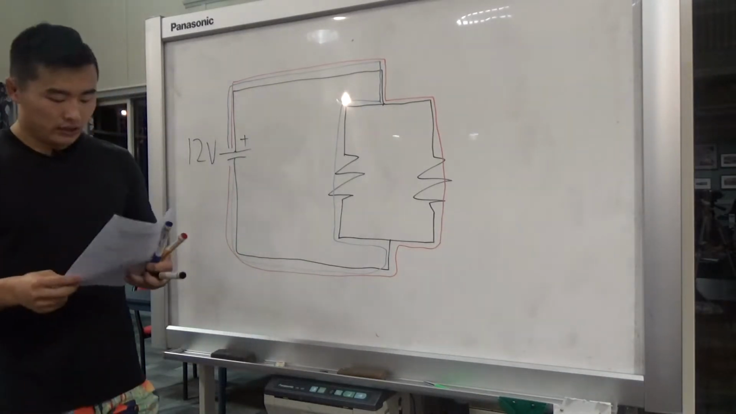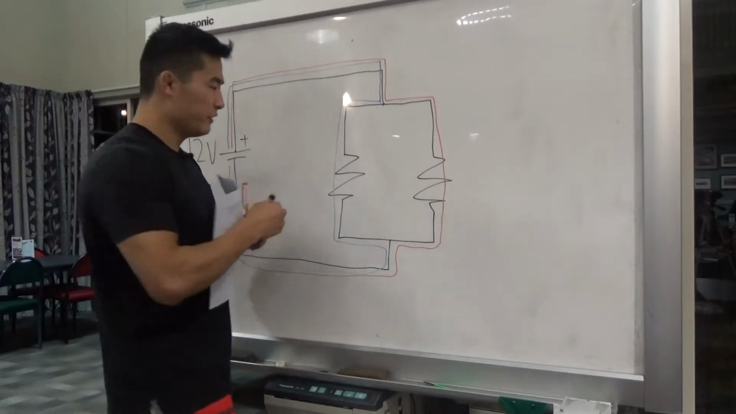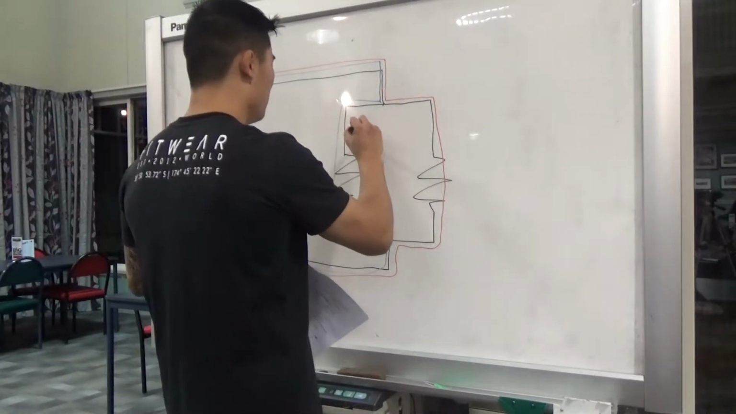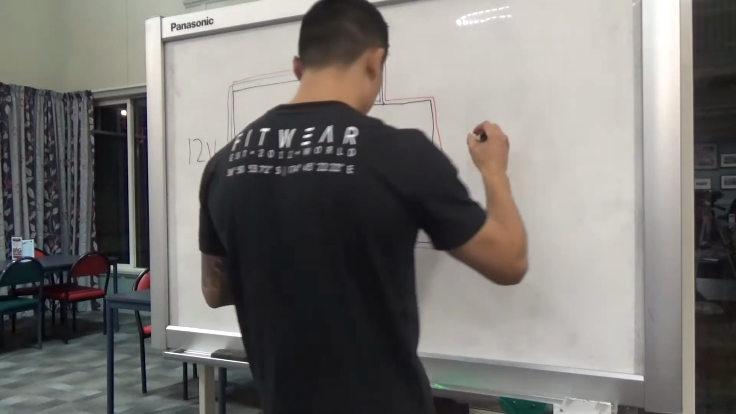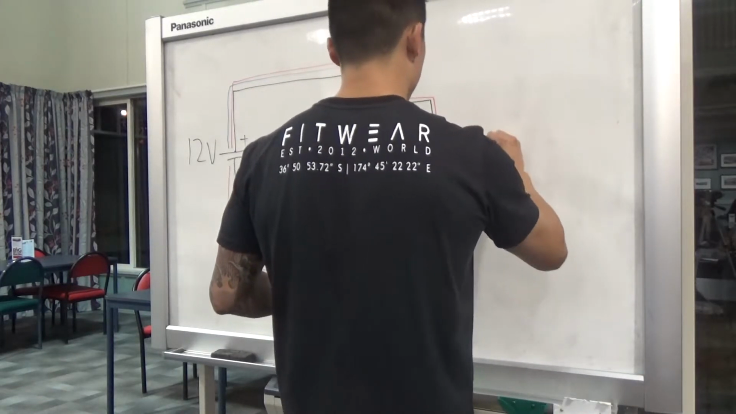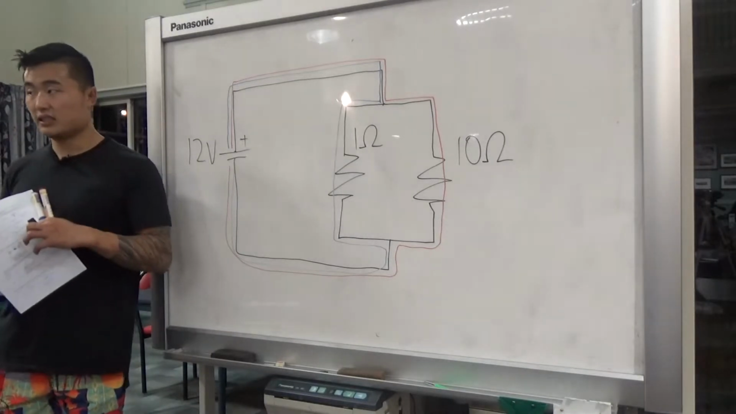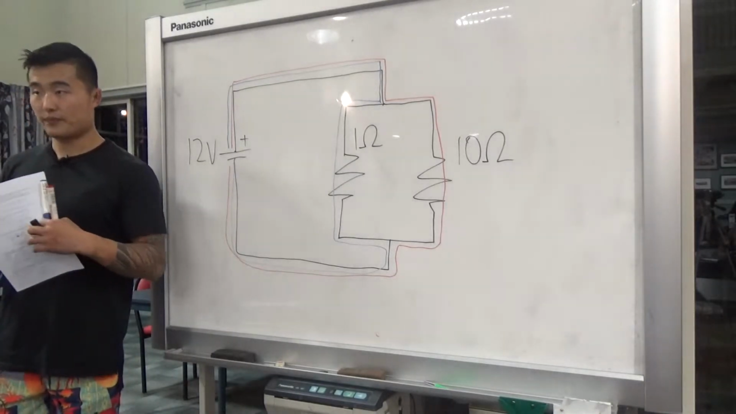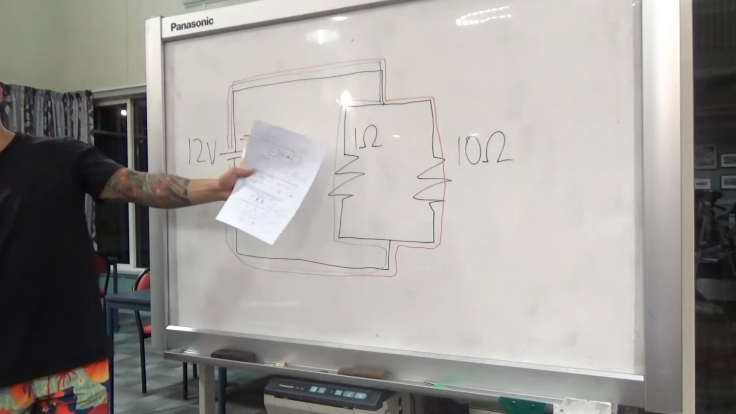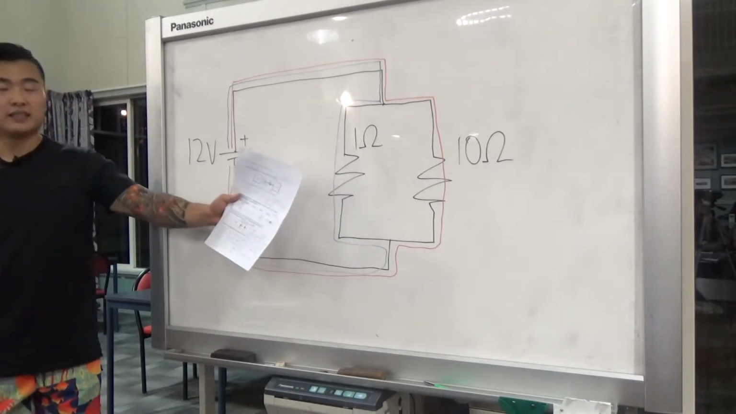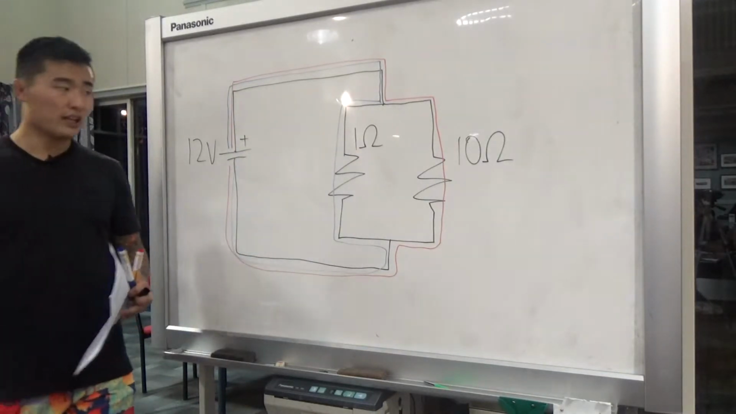And so we know that the left one has a resistance of 1 ohm and the right one has a resistance of 10 ohms. So which one's going to have more current flowing through it? The one on the left, right? The one with lower resistance. So you're going to get more current.